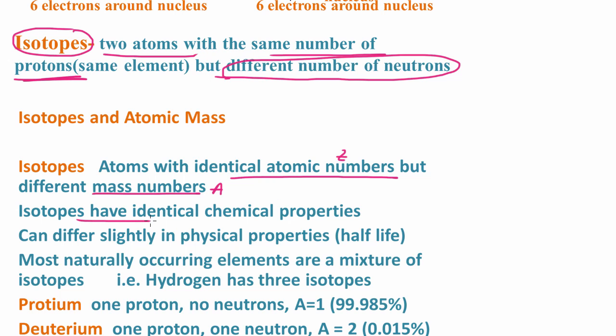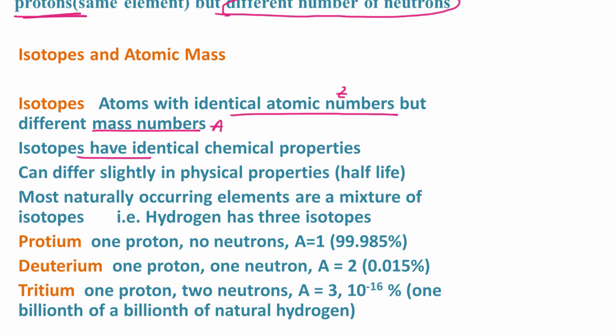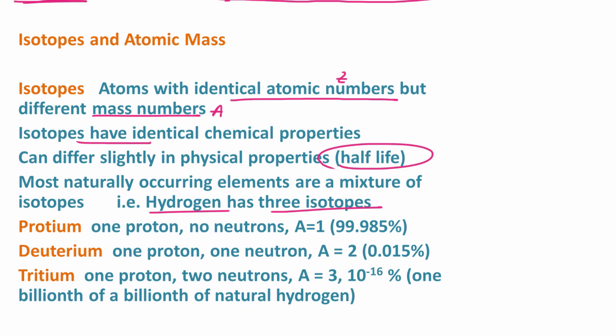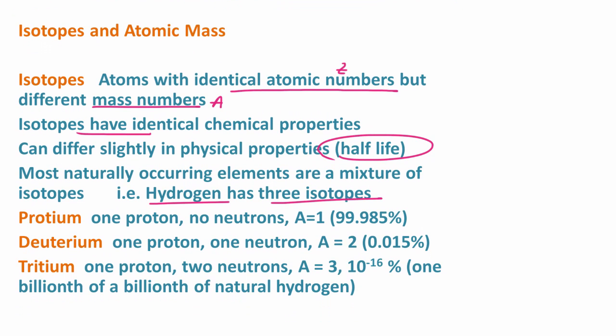Turns out that isotopes have identical chemical properties. They can differ slightly in physical properties, something called half-life, which we'll probably talk about later. And most of the naturally occurring elements are a mixture of isotopes. So for example, hydrogen has 3 isotopes. What that means is, if I collect a sample of hydrogen, no matter where I collect it from on this earth, it is going to contain these 3 isotopes. That sample will contain protium, deuterium, and tritium.